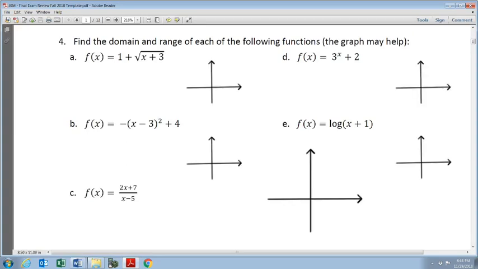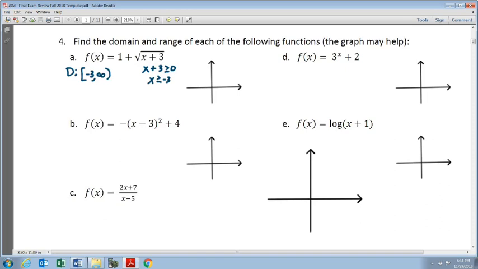So let me go ahead and put some graphs in here. We know on number 1 that x plus 3 has to be either 0 or positive, so we set it greater or equal to 0, and when we solve that we'll get x is greater or equal to negative 3. And so our domain is negative 3 to infinity.